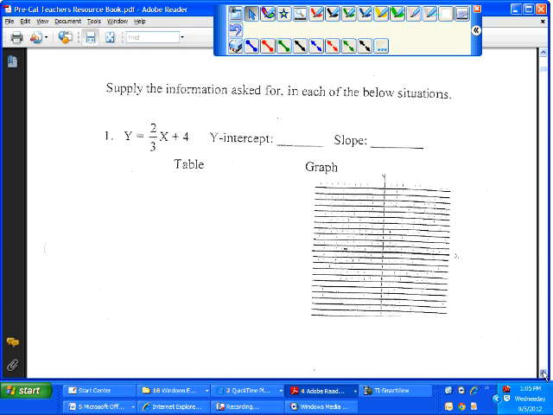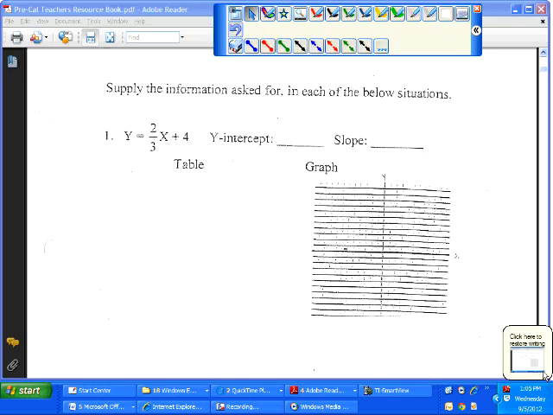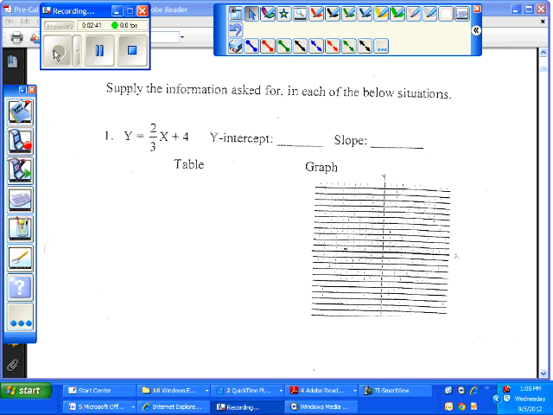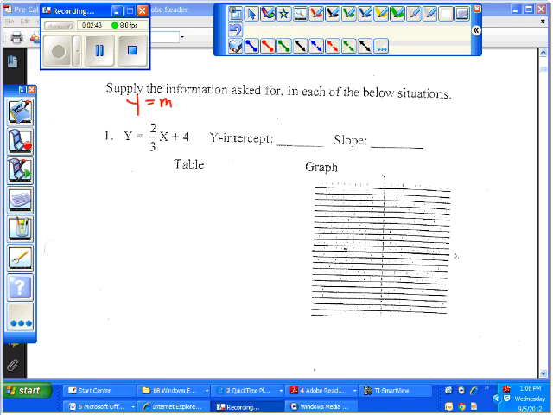It says supply the information asked for in the below situations. Now, you're on page 97 in your textbooks, my students, or 97A actually. And on 97A, it lets you know that slope-intercept form of a line is what? Y equal mx plus b. So we learned that slope-intercept form is y equal mx plus b.